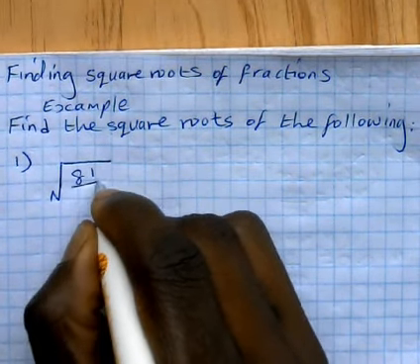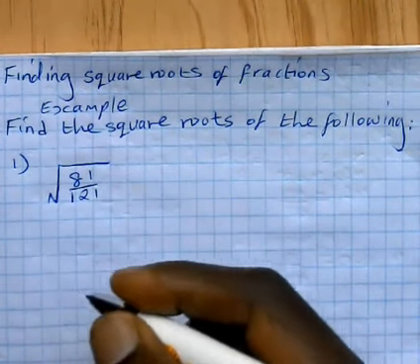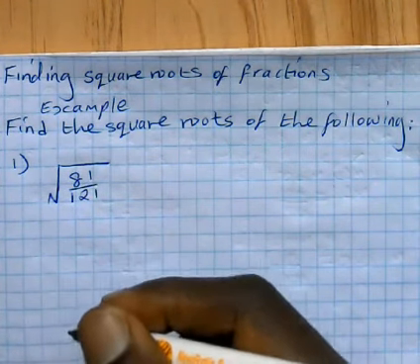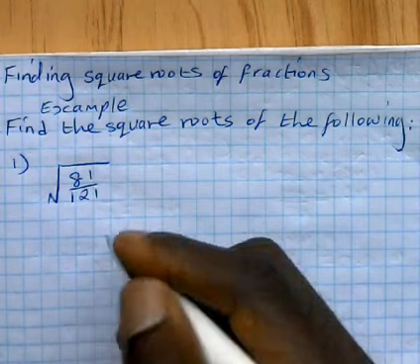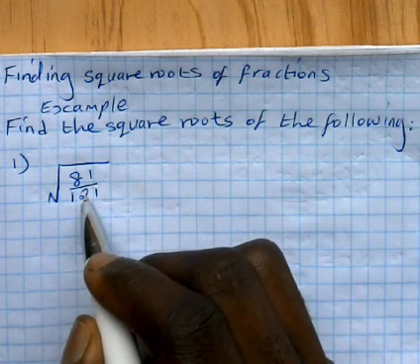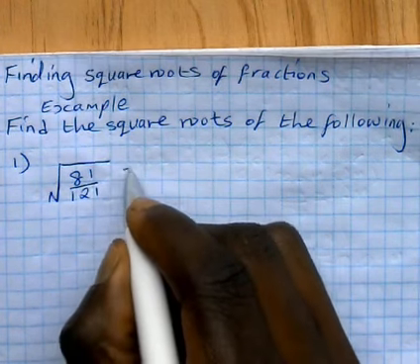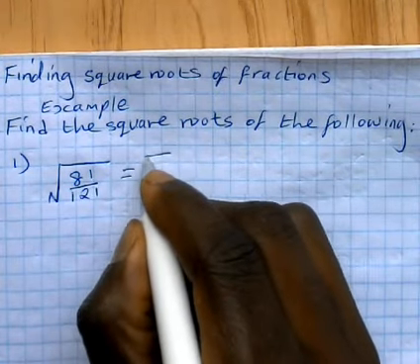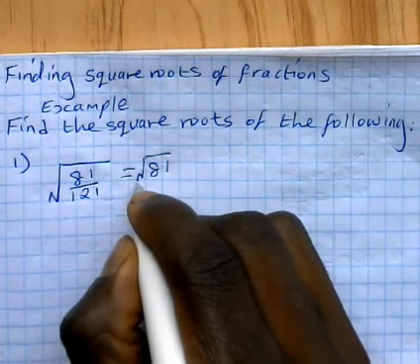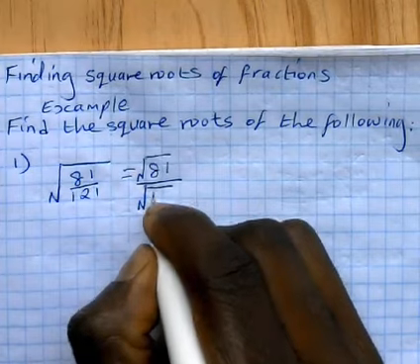81 over 121. Now I want to show you how you can find the square root of that fraction, and it is just simple. Find the square root of the numerator. The numerator is the number that is above the division line, and the denominator is the number that is below the division line. Therefore it is the same as, you can separate them. You find the square root of the numerator separately, then you divide by the square root of the denominator separately.